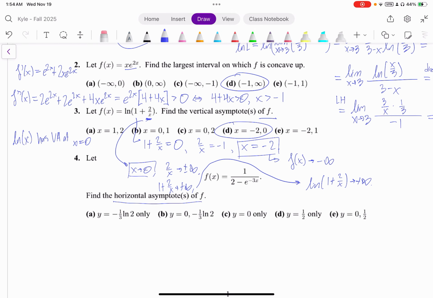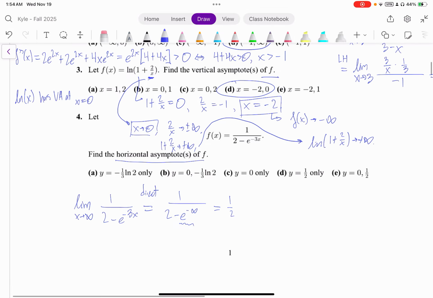Find the horizontal asymptotes of f. So we have to check the two limits at infinity and at negative infinity. So the limit as x goes to infinity of 1 over 2 minus e to the negative 3x. First thing we should always try is a direct sub. So this is 1 over 2 minus e to the negative infinity. But e to the negative infinity just approaches 0. That's 1/2.